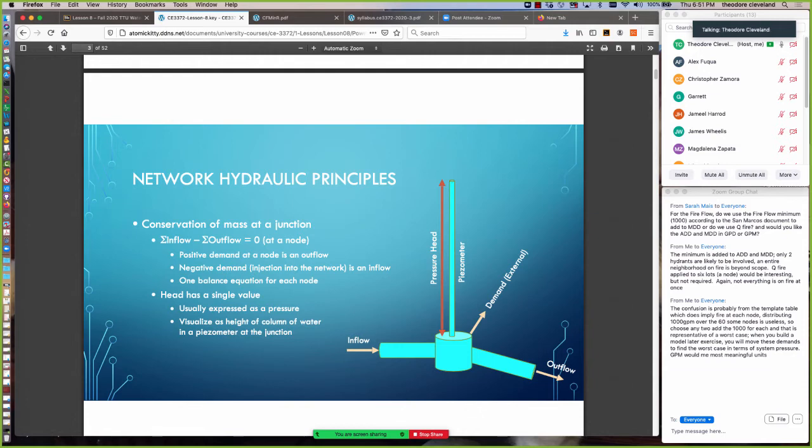The head at the node is usually expressed as a pressure, or it's usefully expressed as a pressure, and we can visualize that as the height that a column of water in a piezometer would rise to in a junction. So in this picture on the right side of the slide, here's our junction, a pipe coming in, a pipe leaving, and demand leaving, and there's this pipe stuck to the junction that goes up into the sky. The pressure head is how high water would rise into that pipe. We combine that pressure head with the known elevation of the junction, and those two added together become the total head at the junction.